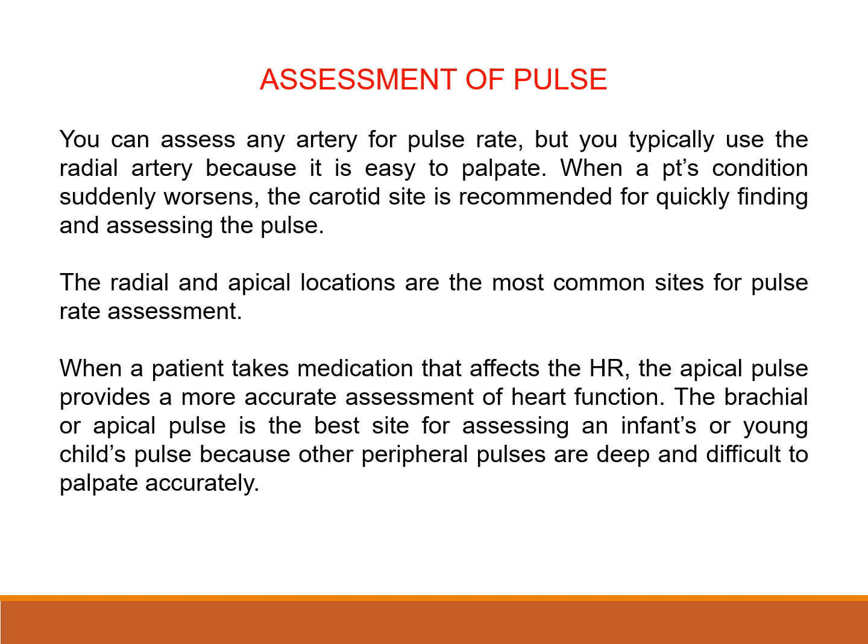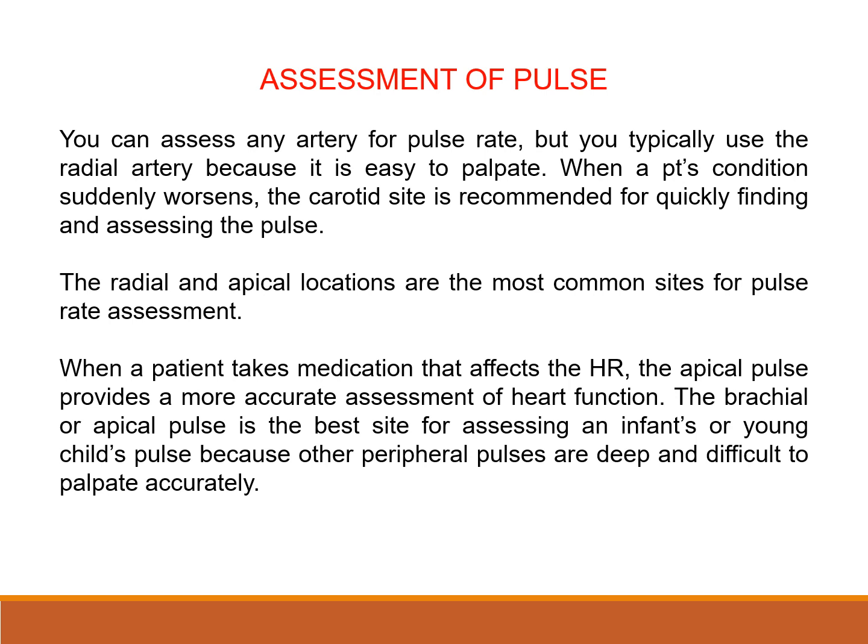So we will talk now about assessment of pulse. You can assess any artery for pulse rate, but you typically use the radial artery because it is easy to palpate. When a patient's condition suddenly worsens, the carotid site is recommended for quickly finding and assessing the pulse. The heart continues delivering blood through the carotid artery to the brain as long as possible. When cardiac output declines significantly, peripheral pulses weaken and are difficult to palpate.